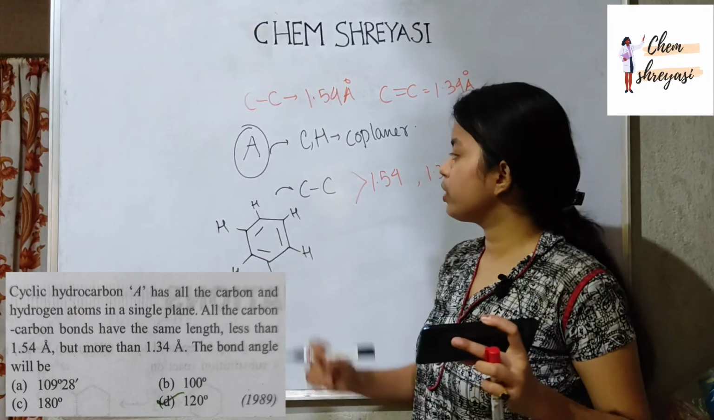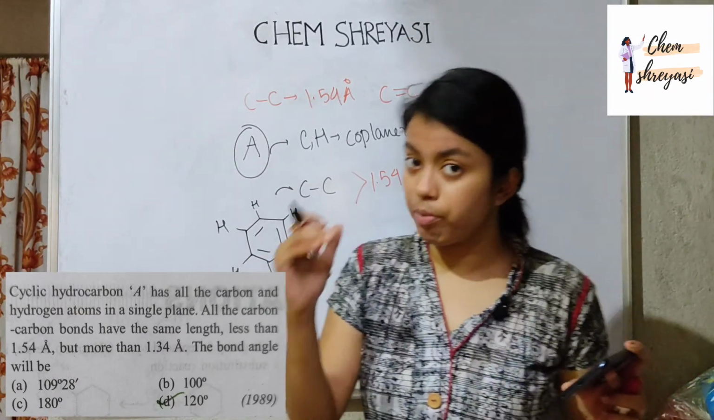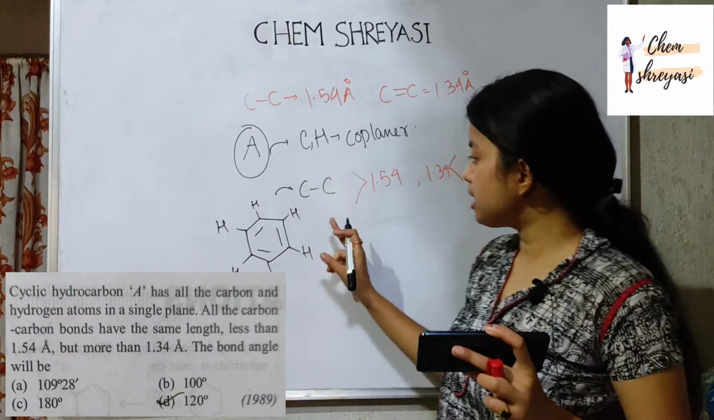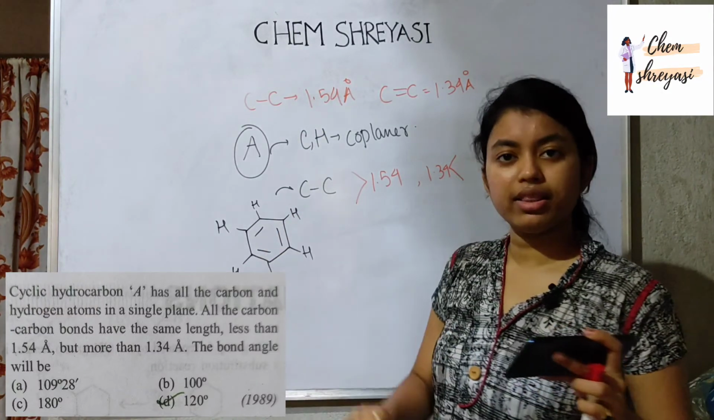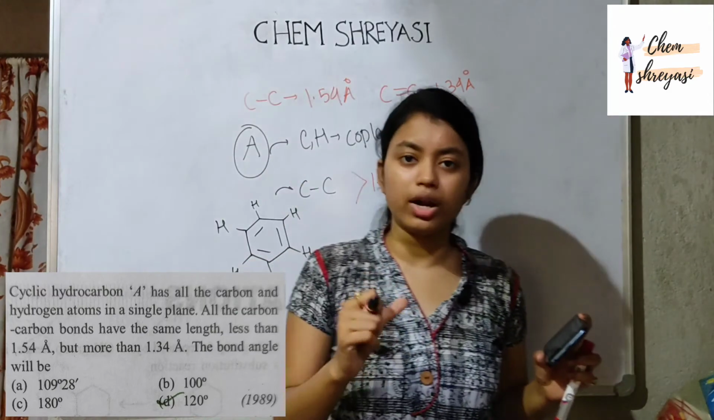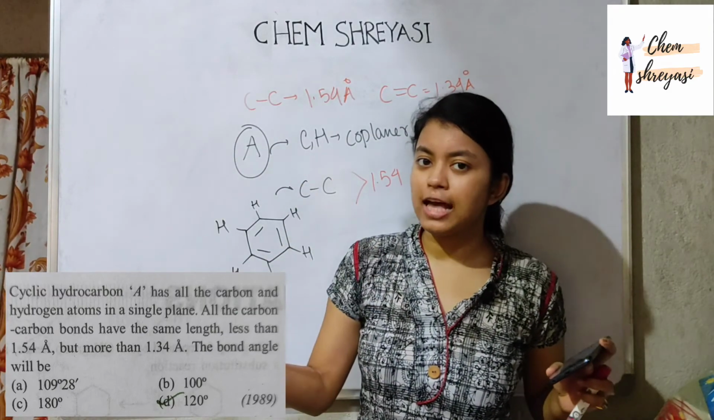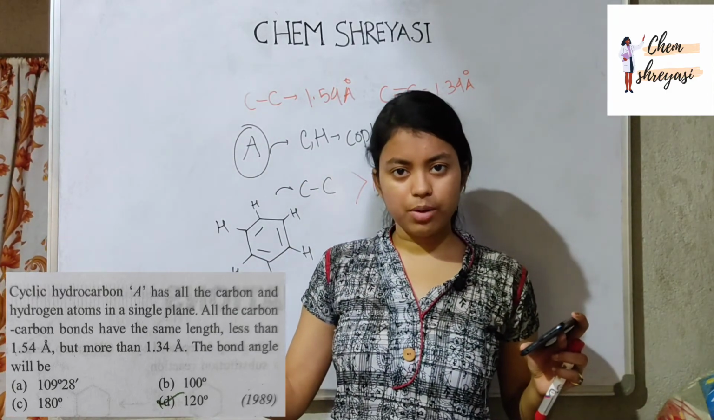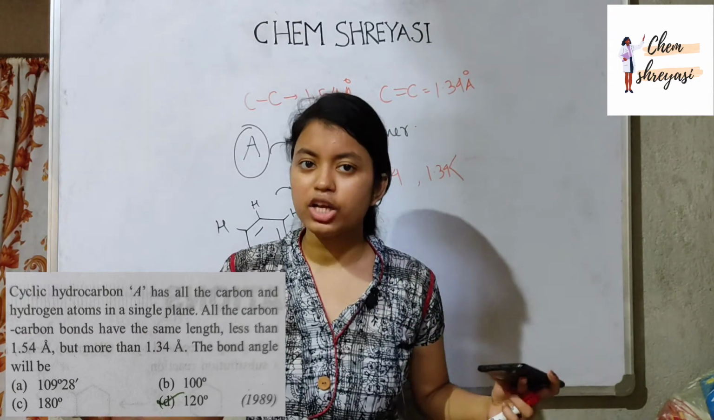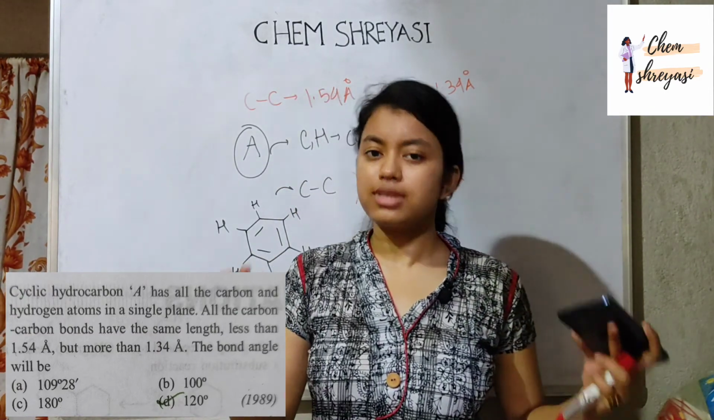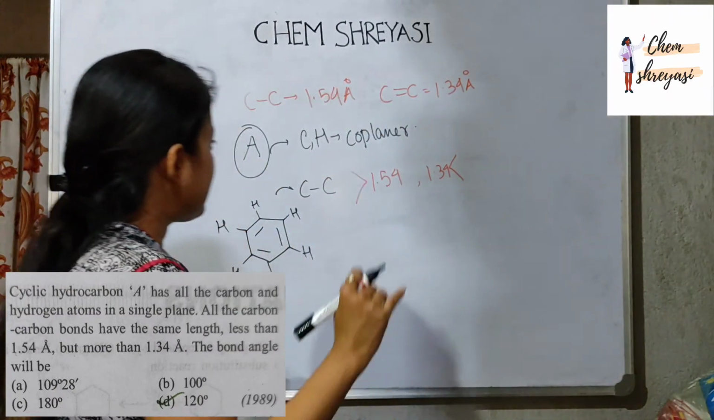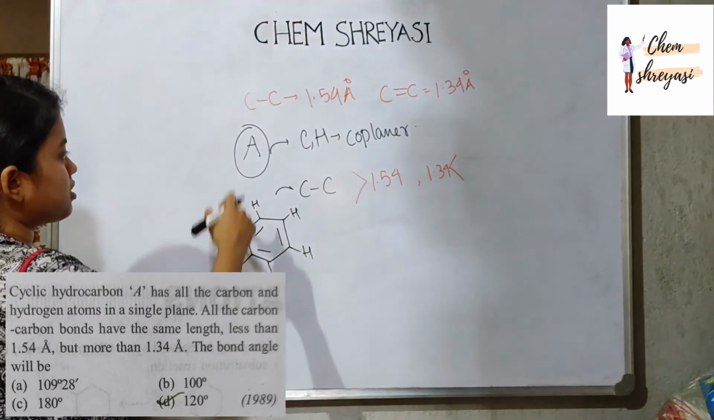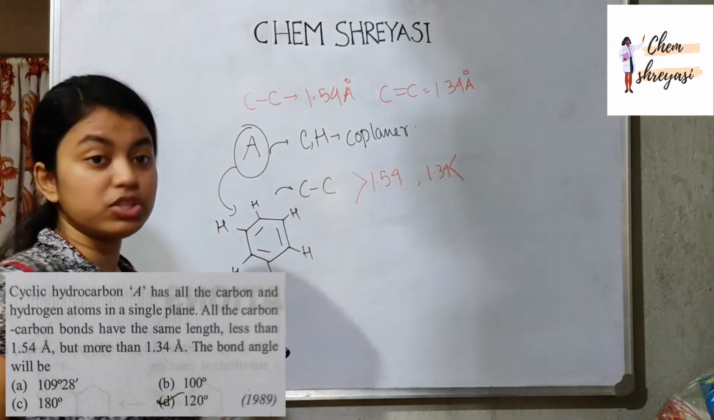So although in benzene three carbon-carbon bonds are single and three are double, still, because of the resonance, all of these bond lengths become almost similar to one another, which is not exactly 1.54, the carbon-carbon single bond, and not exactly 1.34 angstrom, the carbon-carbon double bond, but somewhere in between. So we can easily understand that this A is actually the benzene molecule.